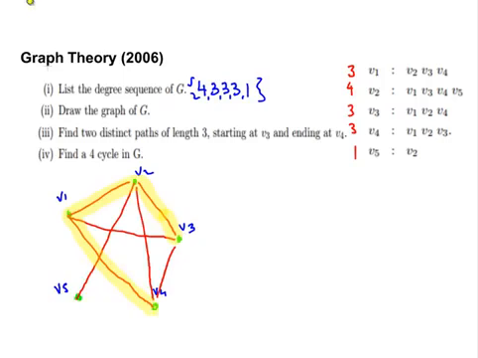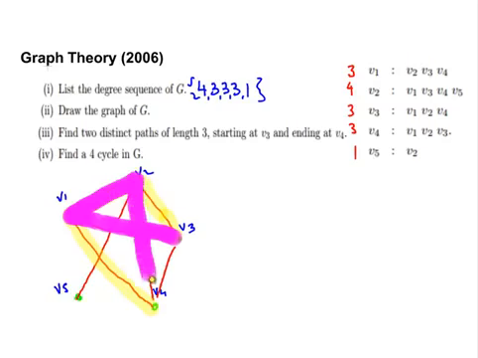Great. Now it has to be the second path. So we're going to take a second path here, and let's put that in a different color. So it can go from V3 to V1, to V2, then down to V4, something like that there as well. So those are two distinct paths of length 3, starting at V3 and ending at V4.